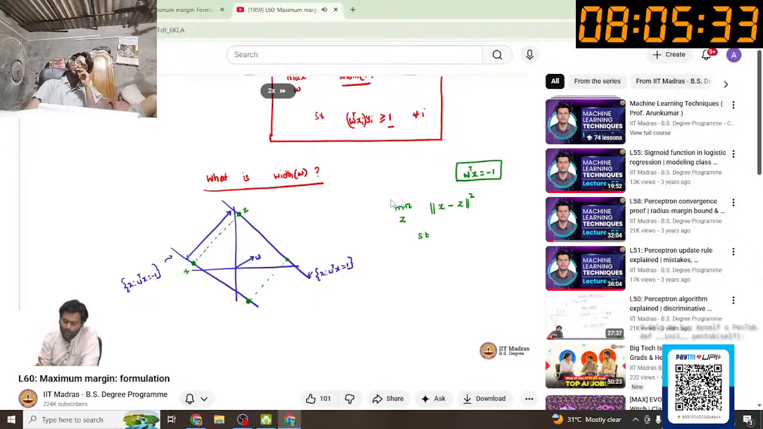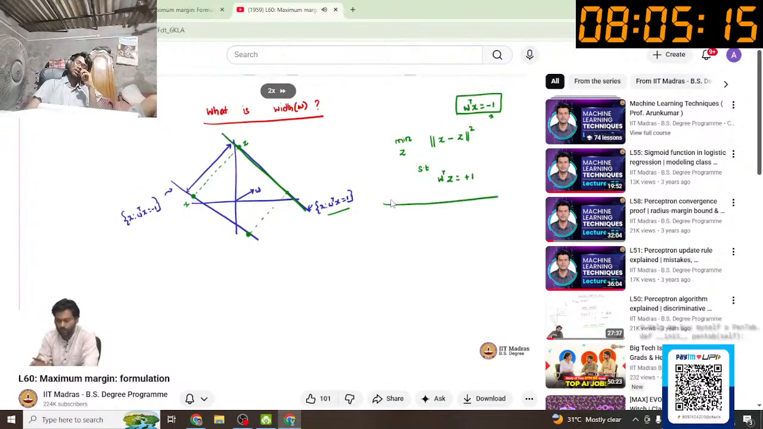You are looking for z such that the distance between x and z is as small as possible, such that W transpose z equals plus 1. So you want to find the z on this line, W transpose z equals plus 1, such that the distance from x to z is as small as possible. But what should x satisfy? x should satisfy W transpose x equals minus 1. So now this is an optimization problem in itself, and to find this width we can try to solve it.